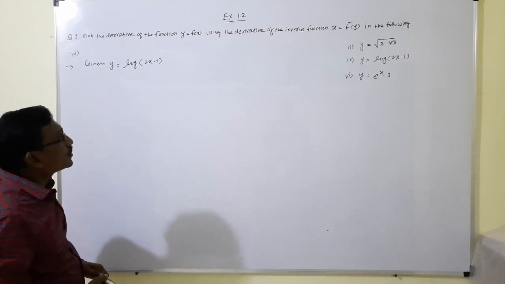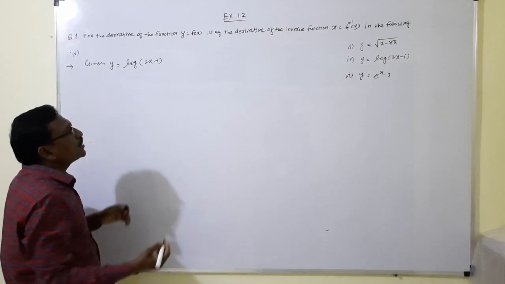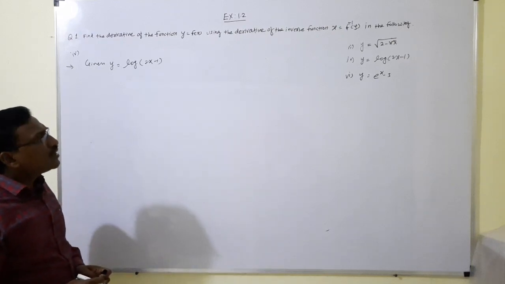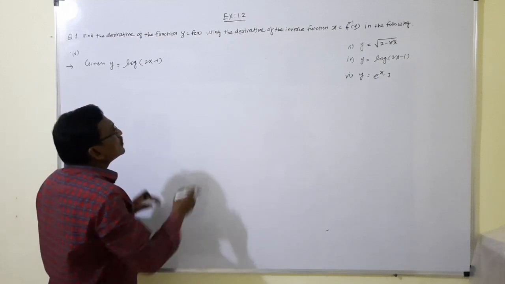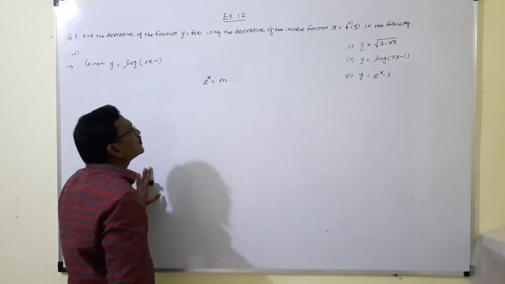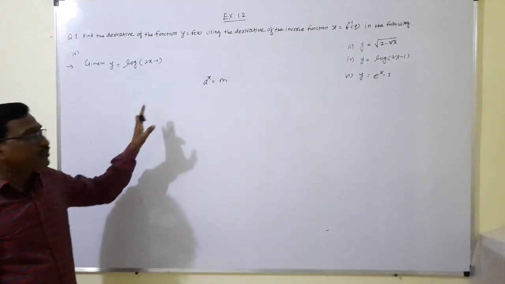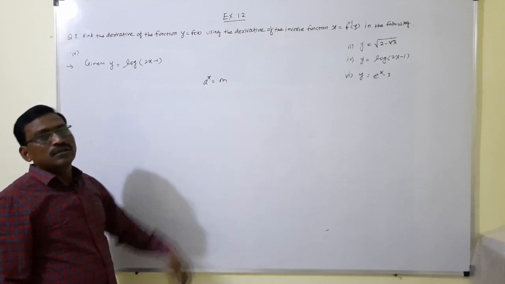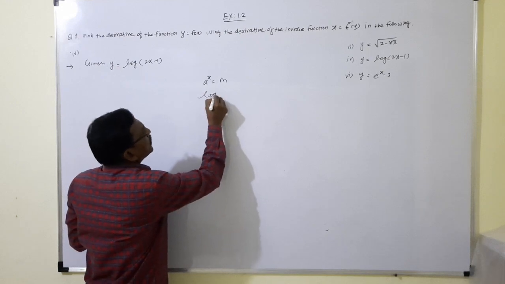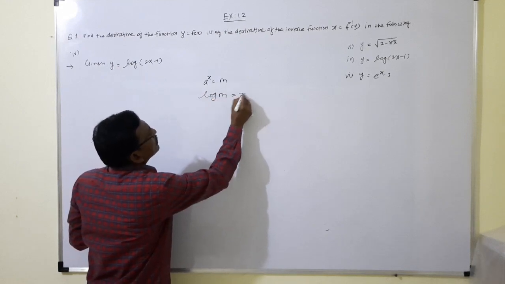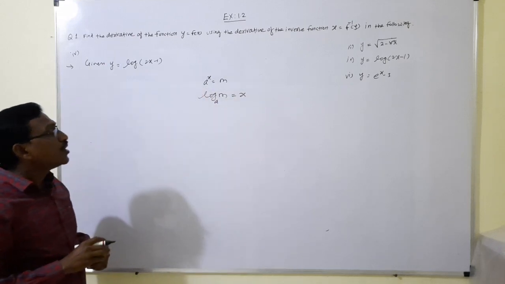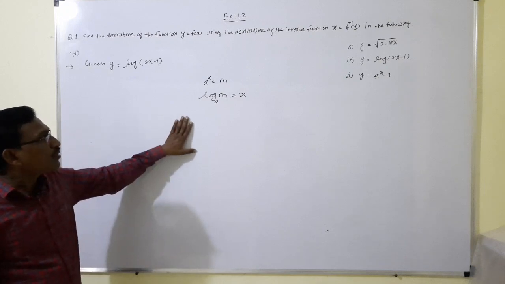So by the definition of logarithm, suppose a, x and m are real numbers, then if a raised to x equal to m, in this form, then this x is called log m to the base a. So this is the definition of logarithm.